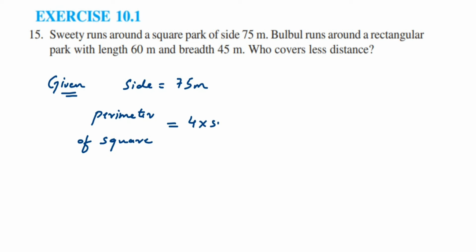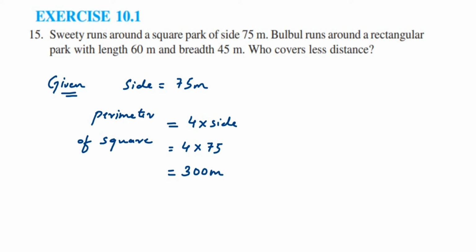So 4 into 75 we have to do. 4 into 75 will become 300. So it will be 300 meter. Now we're going to do the same thing for the Bulbul case, which is a rectangle. We're going to find out the perimeter there.